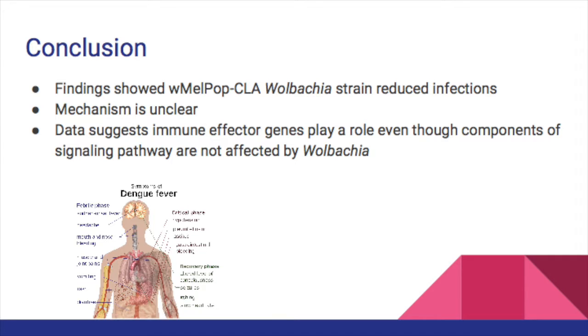The results from the experiment showed that the wild-type MelPop CLA Wolbachia strain reduced the ability of the arboviruses and malaria parasites to infect the mosquito. Some of the data suggested there was an upregulation of immune effector genes. It is believed that this upregulation is due to the presence of the wild-type MelPop CLA strain. However, the currently accepted signaling pathway is not affected by the Wolbachia. Therefore, the mechanism that prevents the infection is still somewhat unclear.